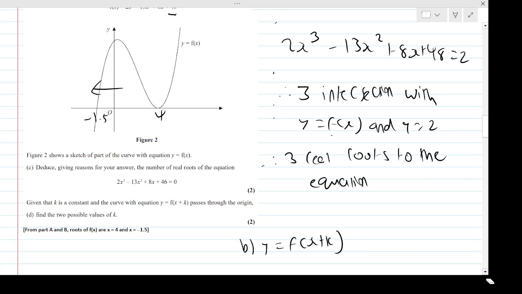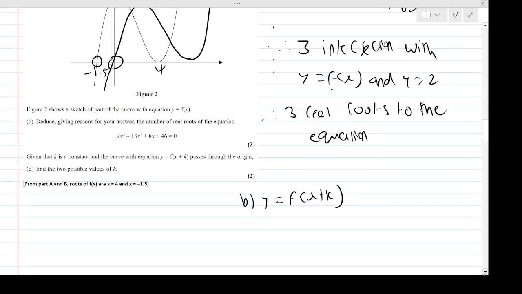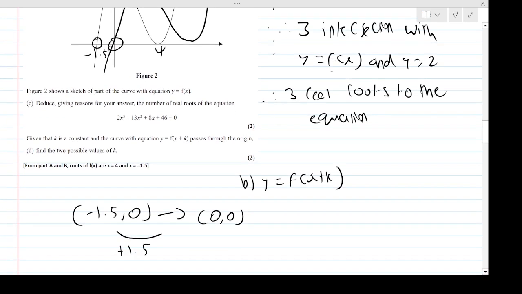So if we want to shift the curve to make it pass through the origin, it would either look like this, right? Well, minus 1.5 would then map to 0. So if we want to firstly map (minus 1.5, 0), that coordinate, the root, if we want to map that to (0, 0), the origin, well, we need to add 1.5, right? So that means our function has to be f of x take away 1.5. Okay, because we do the opposite. If we want to add 1.5 to x, we need to subtract 1.5 in the function to do the opposite.